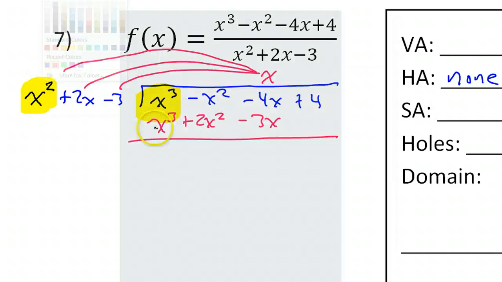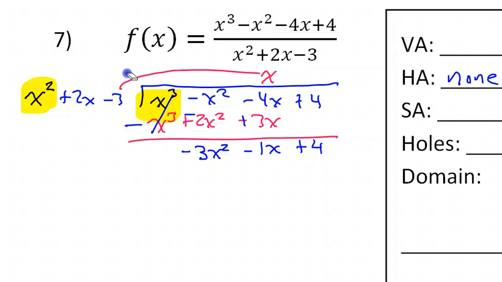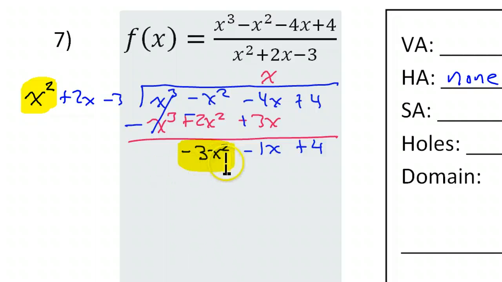Okay, subtract by changing the sign. So this will become minus, this will become minus, and this will become plus. So these cancel out. Here I'm going to get negative 3x squared and negative 1x. And then I'll just bring down the plus 4. And then I sort of start over again. Alright, now I'm looking at the x squared and the negative 3x squared. And once again I'm asking myself, x squared times what will make negative 3x squared? Clearly the answer to that question is negative 3.